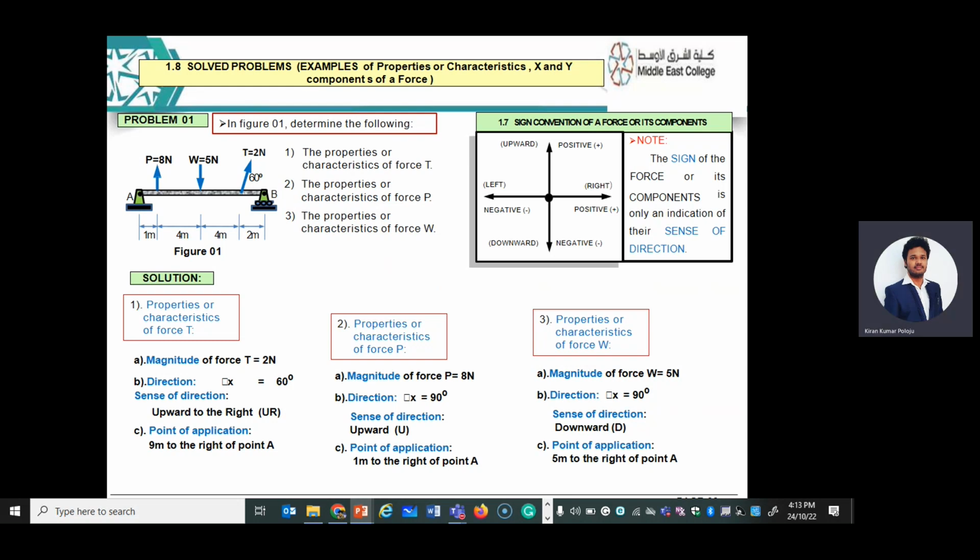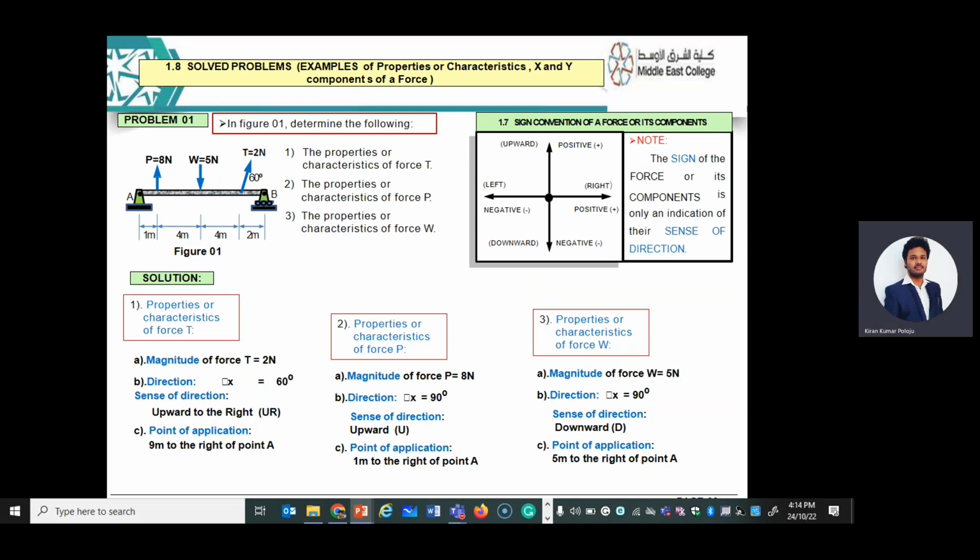This is T, P and W. So for these 3 forces, you have to calculate the characteristics or the properties. So what does it mean? For this given beam, 1 meter from the end, you are having a force. And again at 4 meters, you are having a downward force. And after 4 meters, there is an upward right force. So these are the given dimensions of a beam. Now you have to calculate the properties of these 3 points.